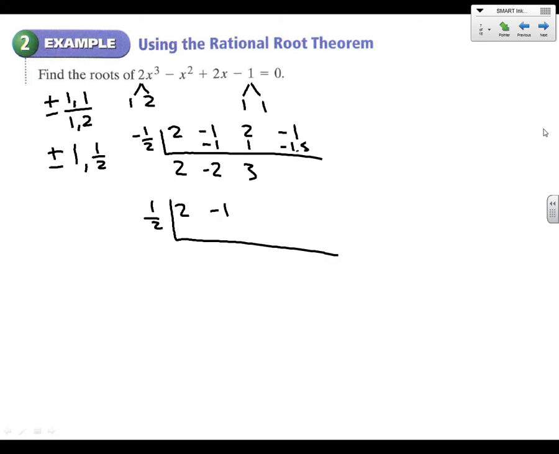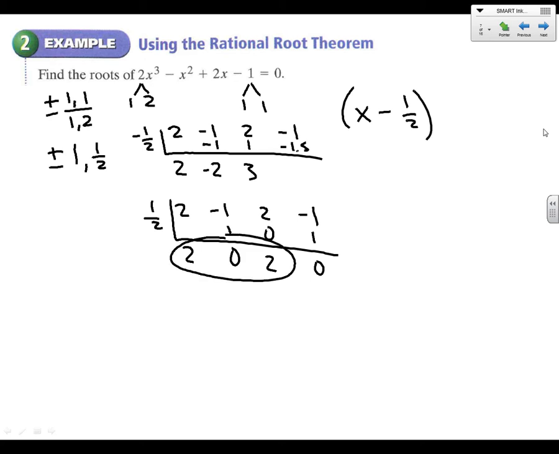2, and negative 1, 2, and negative 1. And we've got 1, and 0, and 0, and 2. And 1, hey, look at that. So, we've just factored, and we've got x minus 1/2. And now what do we have left over? We've got 2x squared plus 0x, so I'm not going to write that, plus 2. All right, this equals 0.